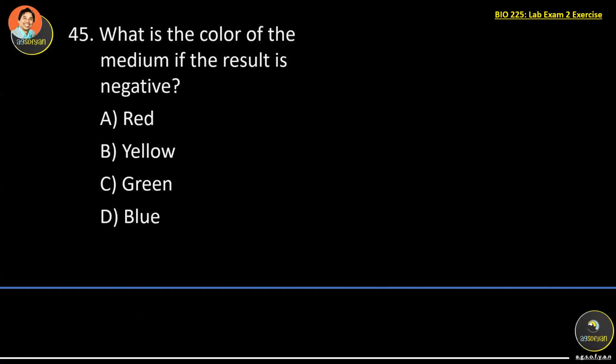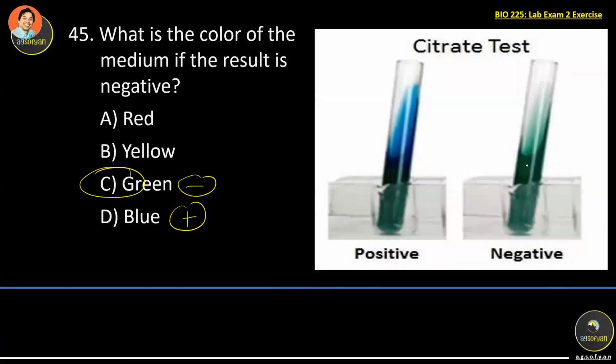What is the color of the medium if the result is negative? Yes, we just mentioned that. Negative is green. Blue is positive. So this is negative, this is positive, from negative to positive.